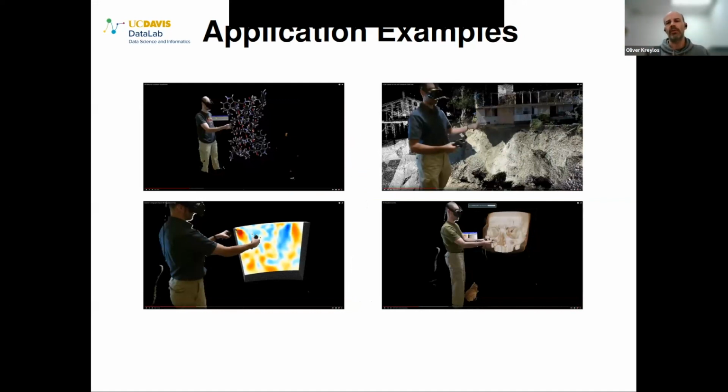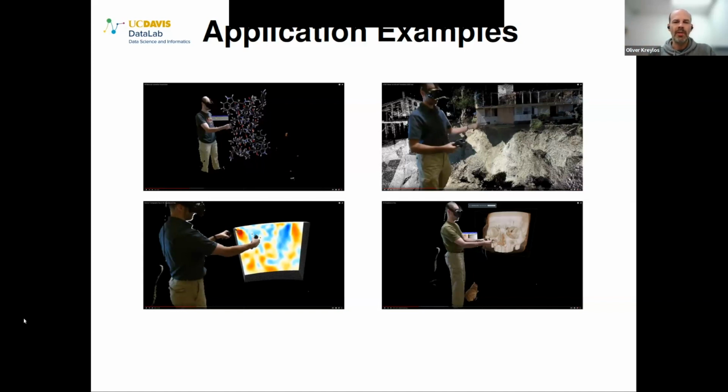This is an ion channel protein. So you can see the layout and the structure of the protein changing as it filters ions into a cell. And then on the top right, we have an application that is in civil engineering or disaster response. It is essentially analyzing and cleaning up the aftermath of a landslide.